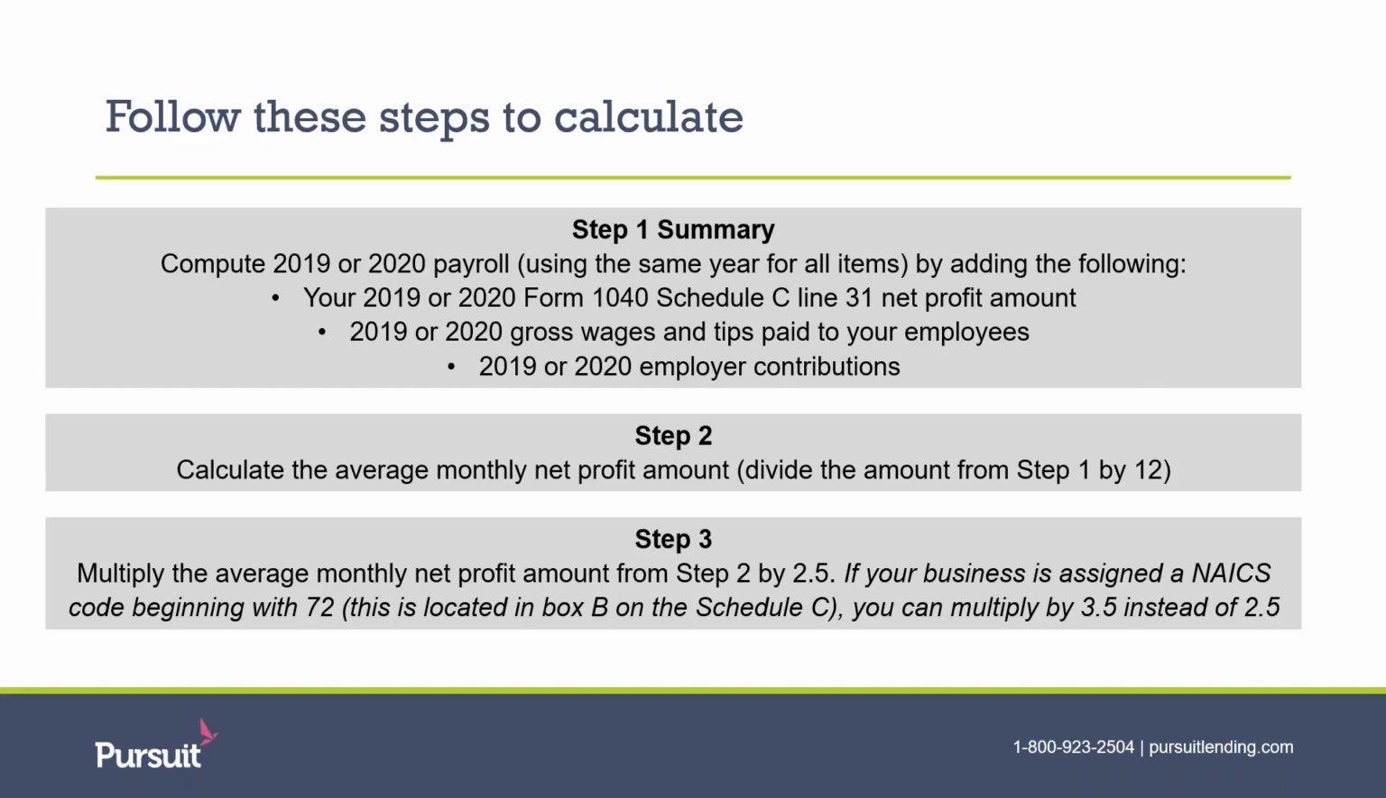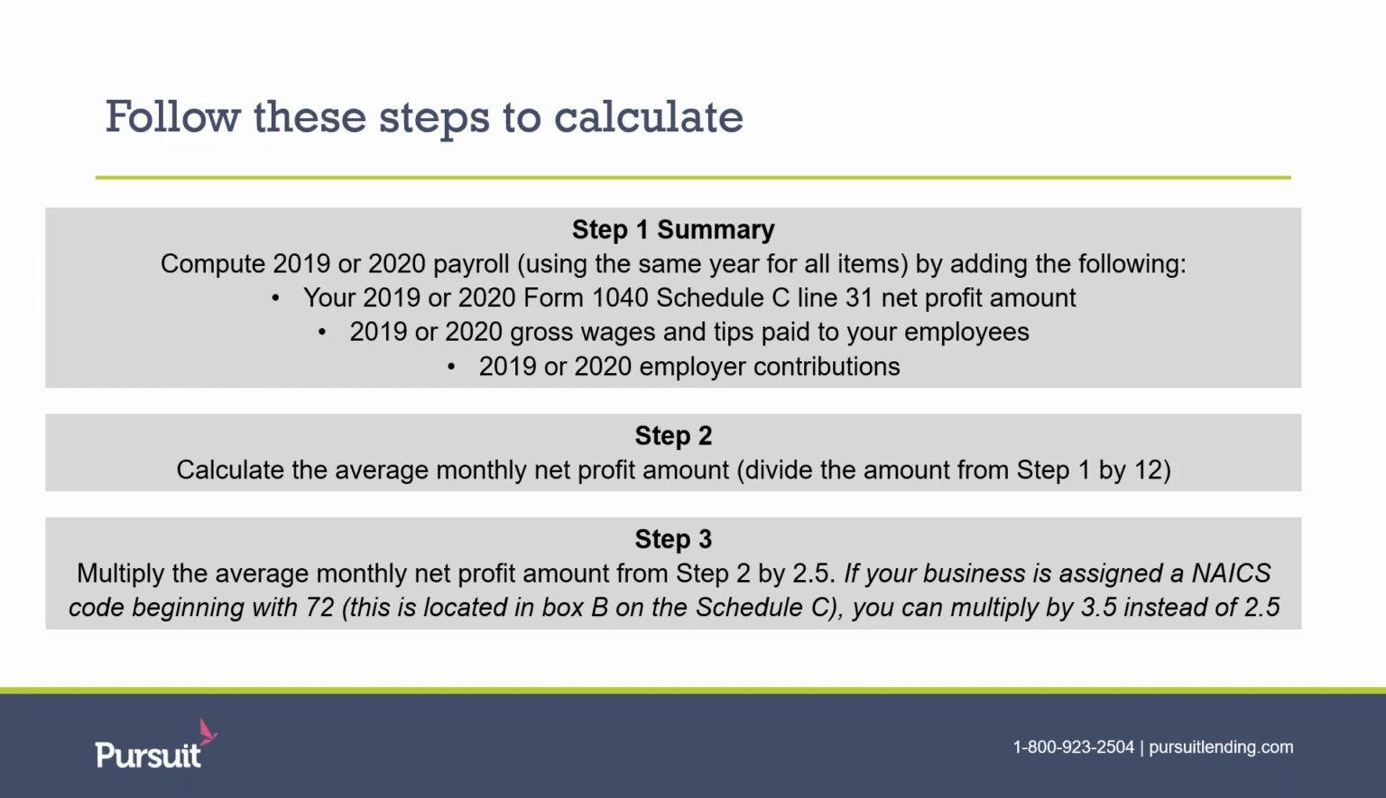The next step is to get the average monthly payroll, which we will do by dividing the sum of the numbers in step 1 by 12 to get your average monthly payroll figure. From there, we will complete the calculation by multiplying this figure by either 2.5 times for most businesses, or if you have a business in the food service or accommodation industries, these are with NAICS codes beginning with 72, you can multiply by 3.5 times.